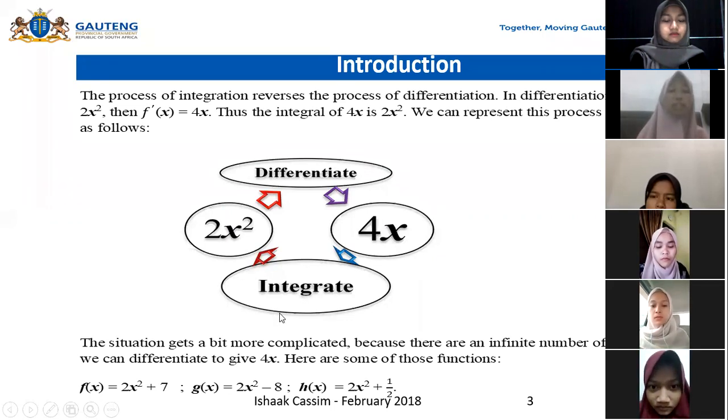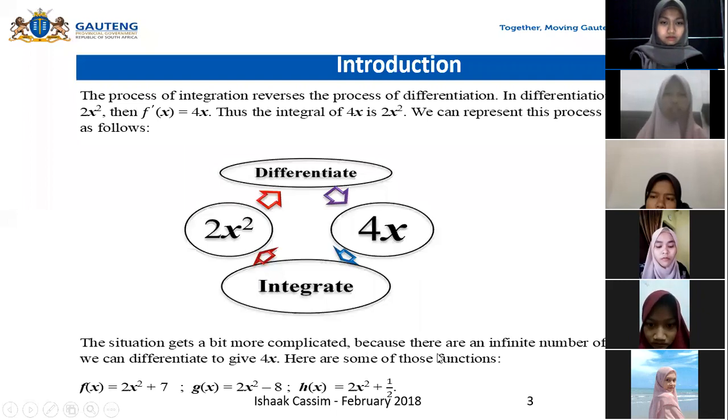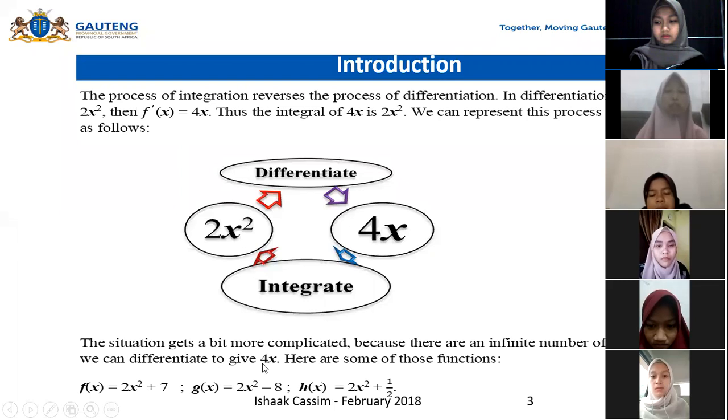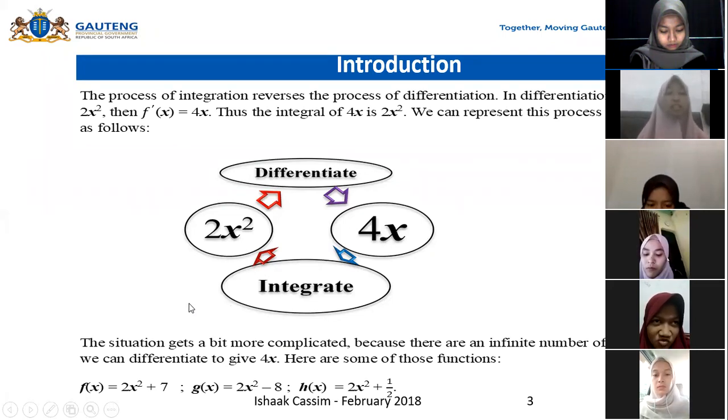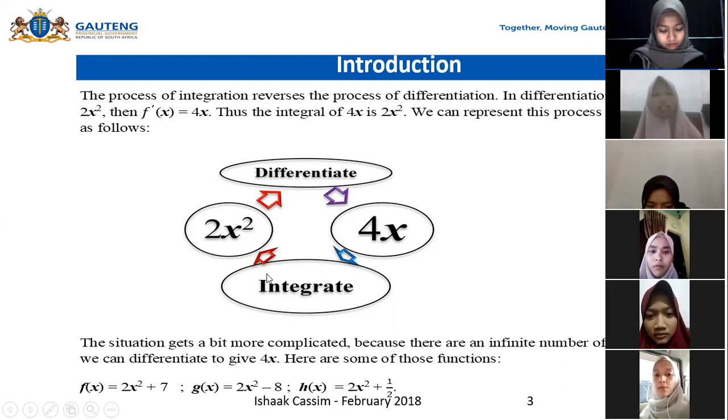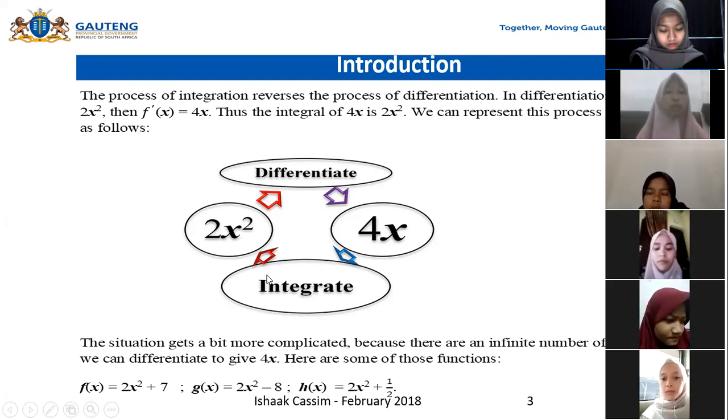The situation gets a bit more complicated because there are an infinite number of functions we can differentiate to give 4x. Here are some of the functions. The examples are f(x) equals 2x squared plus 7, g(x) equals 2x squared minus 8, and another example is h(x) equals 2x squared plus half.